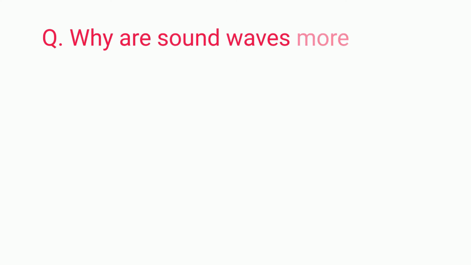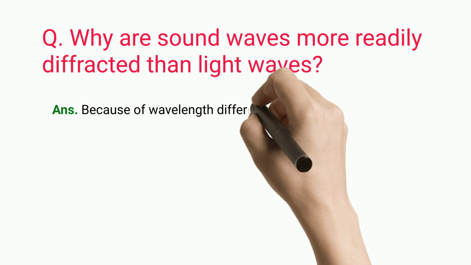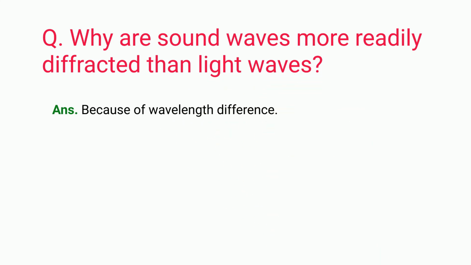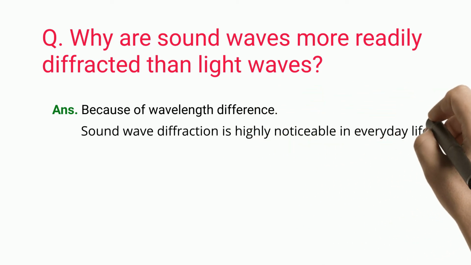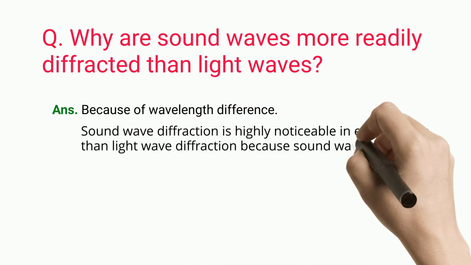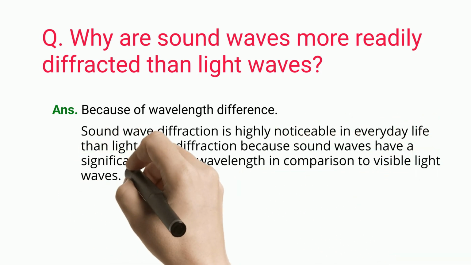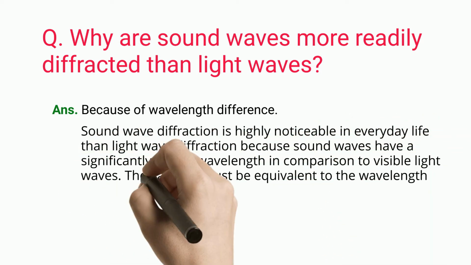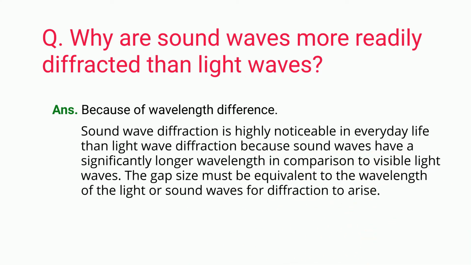Q. Why are sound waves more readily diffracted than light waves? ANS. Because of wavelength difference. Sound wave diffraction is much more noticeable in everyday life than light wave diffraction because sound waves have a significantly longer wavelength in comparison to visible light waves. The gap size must be equivalent to the wavelength of the light or sound waves for diffraction to arise.